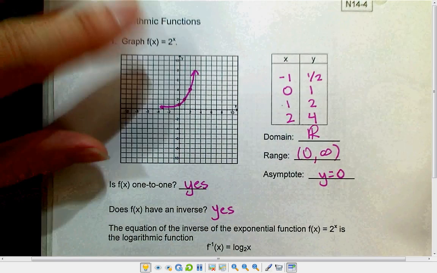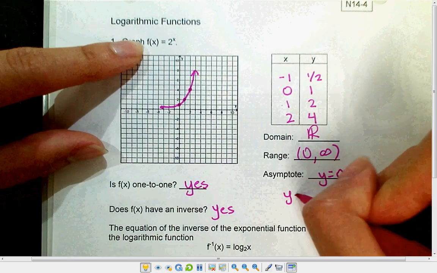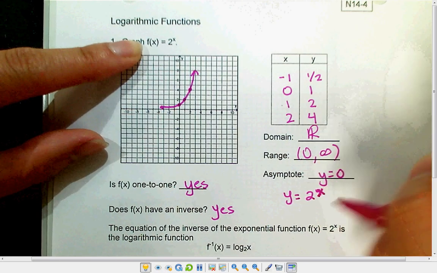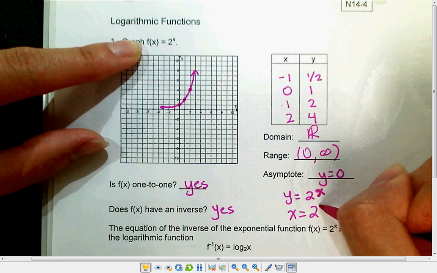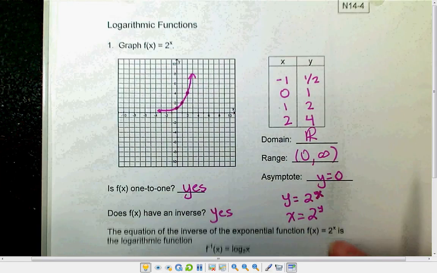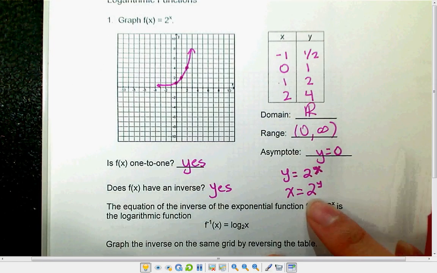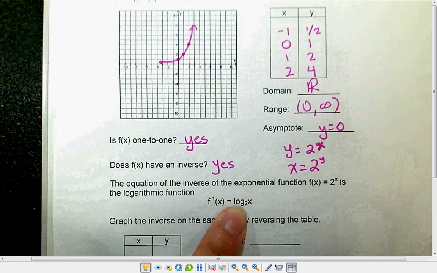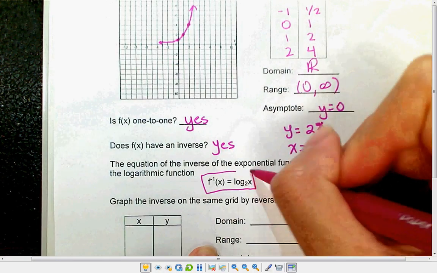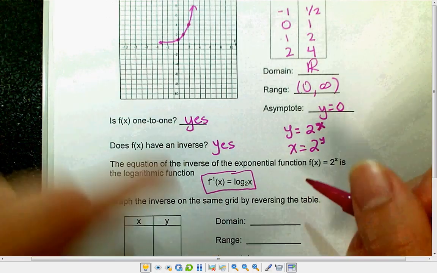So if we try to solve for the equation here, we have y equals 2 to the power of x, and then we switch our x and our y. We don't know yet how to solve this. So what we're learning today is the inverse of this function. The way to undo 2 to the power of something is using log base 2. So log base 2 is the inverse of 2 to the power of x.